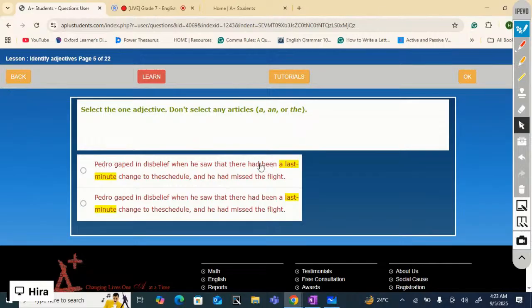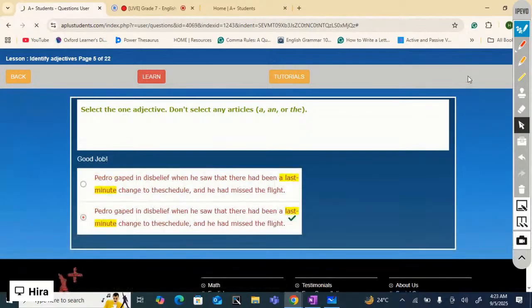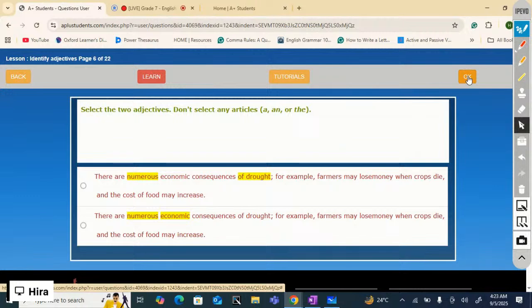Well, I've told you we don't have to select articles, so option number two is correct. Okay, now select two adjectives. There are numerous economic consequences of drought. For example, farmers may lose money when crops die and the cost of food may increase. Or the second option, there are numerous economic consequences.